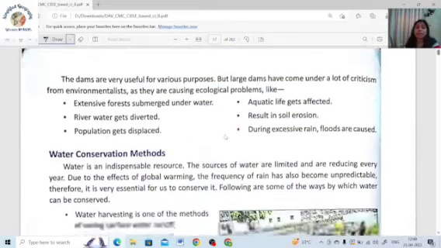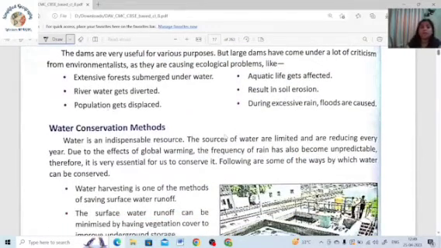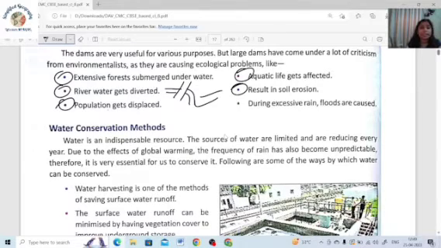The dams are very useful for various purposes, but large dams have come under a lot of criticism from environmentalists as they are causing ecological problems like extensive forests submerged underwater, river water get diverted. When you are setting up a dam, the normal course of a river can divert to another direction, which can cause population get displaced, aquatic life get affected, polluted, even the soil erosion, land degradation may happen.